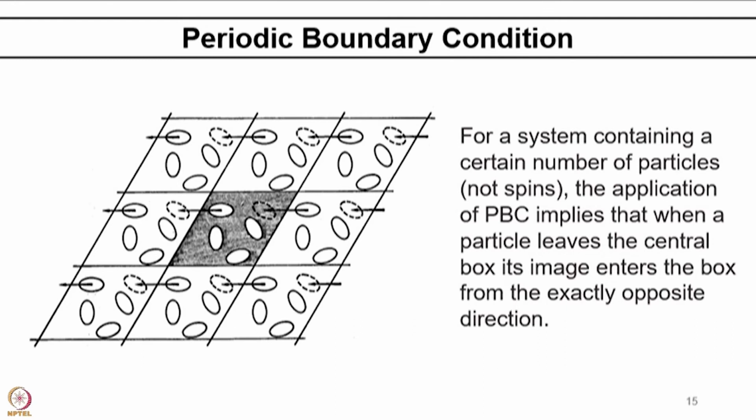This is done for every image. So every image retains the number of particles. So when a particle leaves the central box, an image enters through the exactly opposite side. This is again a very nice technique, but on the other hand, it has limitations, as you can realize. But as I'm saying, these limitations are not too drastic.